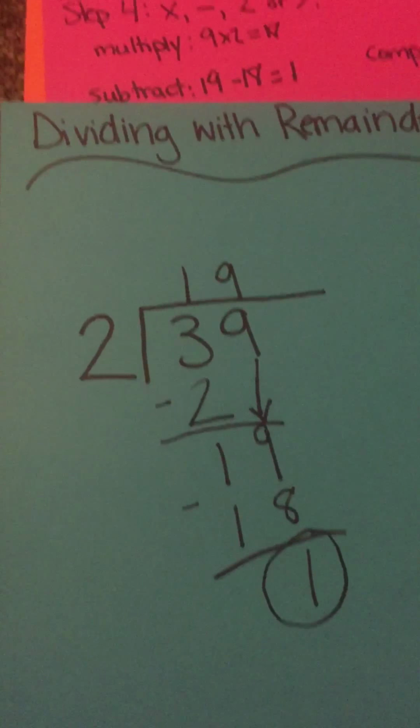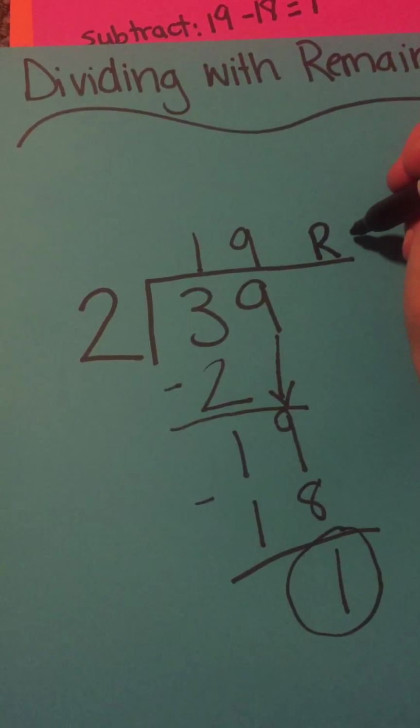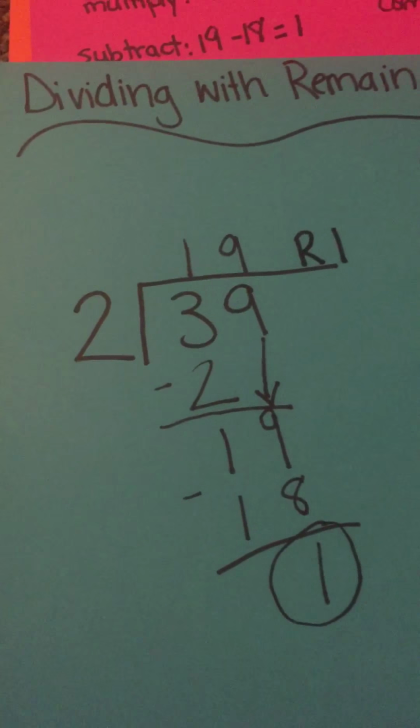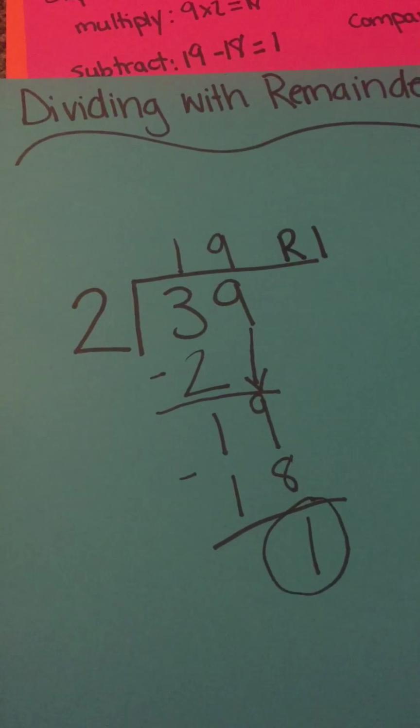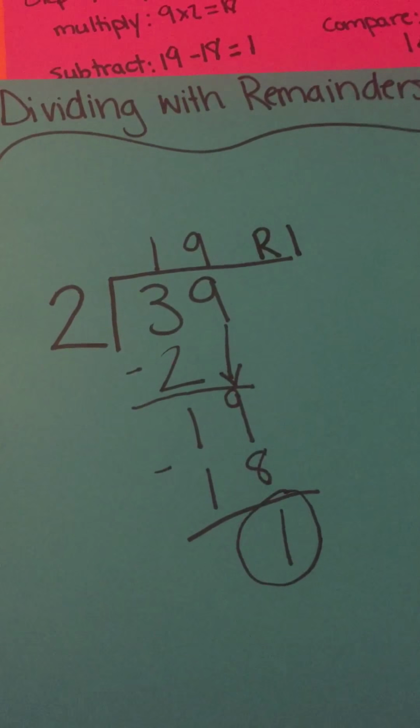And we write that by putting a capital R right next to the answer right here, and then the remainder. So 39 divided by 2 equals 19 remainder 1. Now go ahead and practice this on your own.